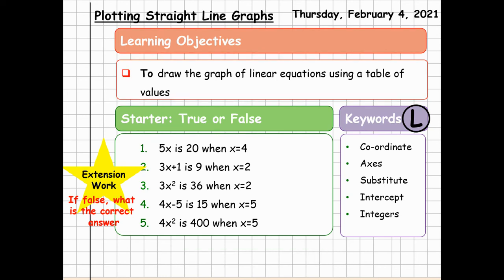Hi guys, the topic for this video is plotting straight line graphs. Copy down the title and the date for me, and as a quick starter, what I'd like you to do is answer the first 5 questions.